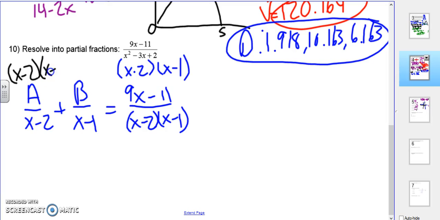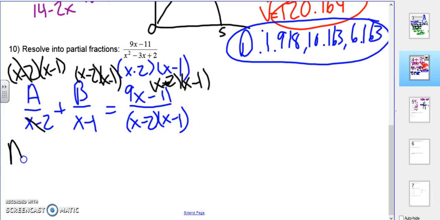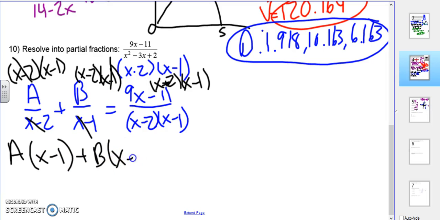There we go. x minus 2, x minus 1. So that's the first step. The x minus 2 cancels, so I get a times x minus 1. Here, x minus 1 cancels, so I get b times x minus 2. And here, the whole thing cancels, so I just get 9x minus 11. So that's my equation I'm working with.